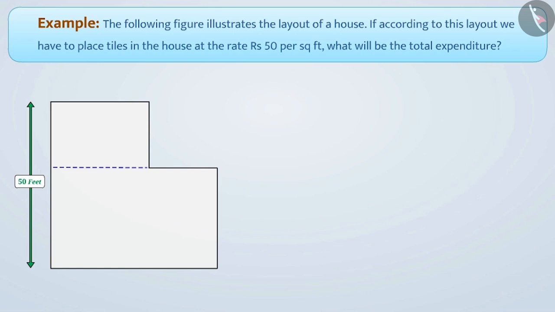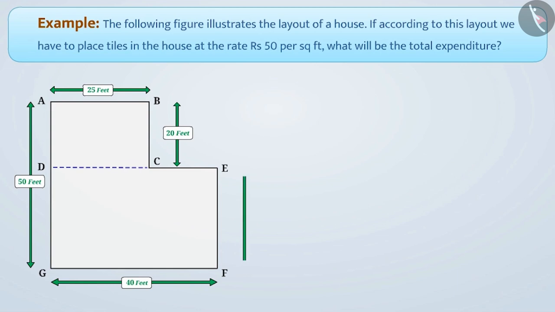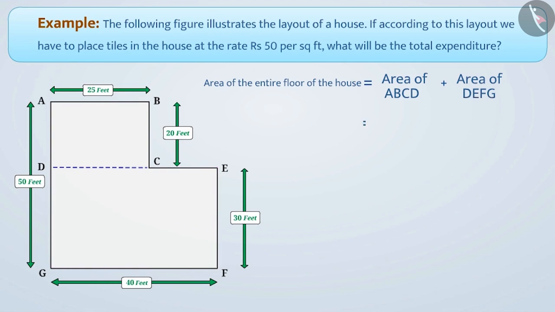We will name them ABCD and DEFG. The length and breadth of rectangle ABCD are 25 feet and 20 feet respectively, whereas the length and breadth of rectangle DEFG are 40 feet and 30 feet respectively. Area of the entire floor of the house is equal to area of rectangle ABCD plus area of rectangle DEFG is equal to 25 multiplied by 20 plus 40 multiplied by 30 square feet is equal to 500 plus 1200 square feet is equal to 1700 square feet.